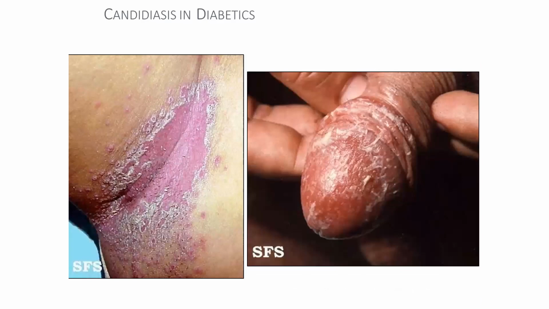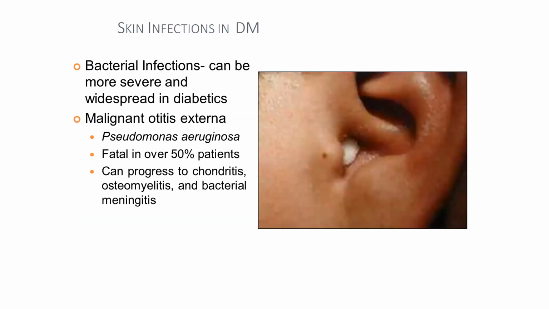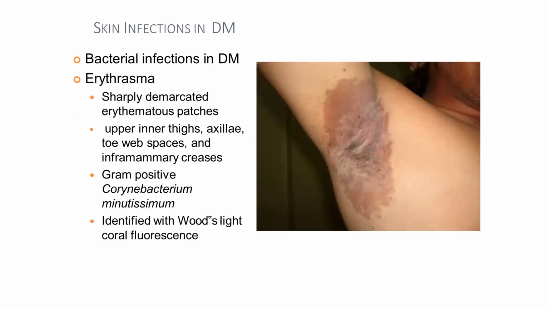Again, genital candidiasis. Then skin infections in diabetes, bacterial infections. They can be more severe and widespread in diabetics. Malignant otitis externa, caused by Pseudomonas aeruginosa, is fatal in over 50% of patients. It can progress to chondritis, osteomyelitis, and bacterial meningitis.